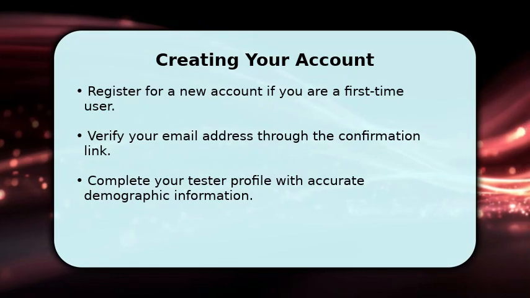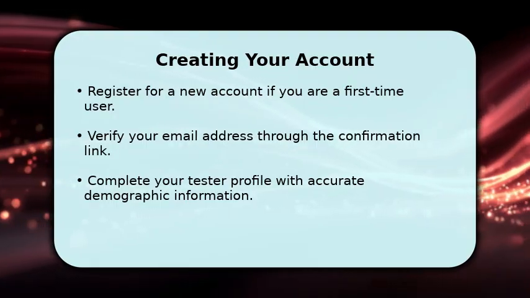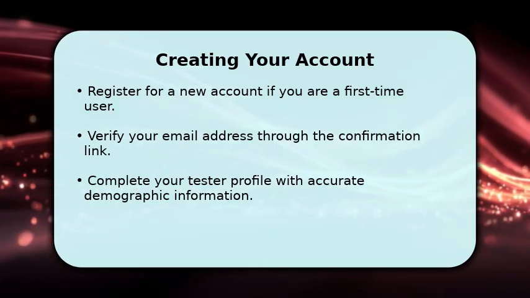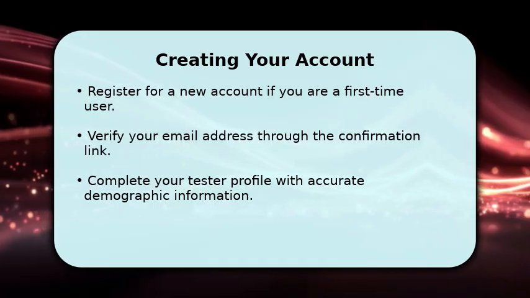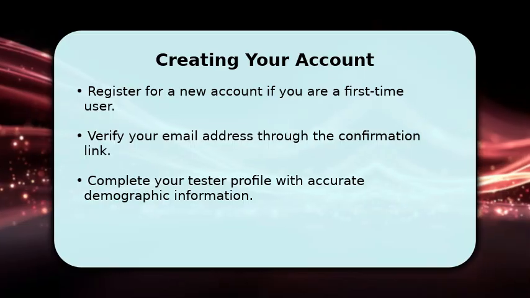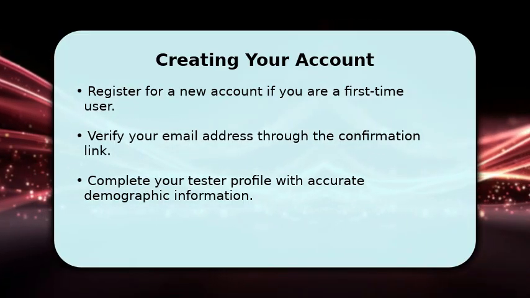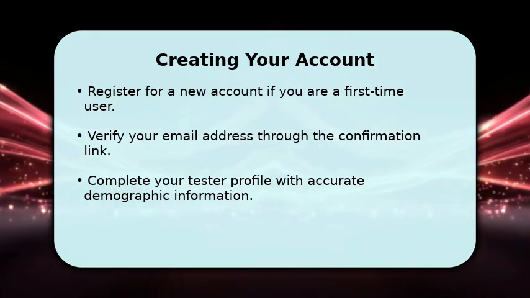If you are a new user, the first step is to create an account. Click on the Sign Up or Register button on the Playtest Cloud homepage. You will need to provide a valid email address and create a strong password. After submitting your details, check your email for a verification link. Clicking this link confirms your account and allows you to complete your tester profile. Filling out your profile accurately helps match you with relevant playtests, maximizing your opportunities.